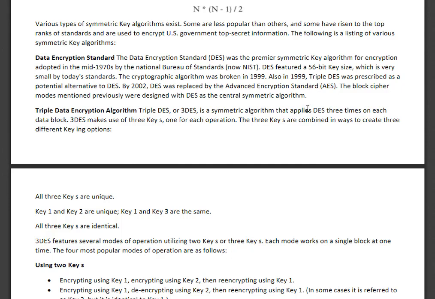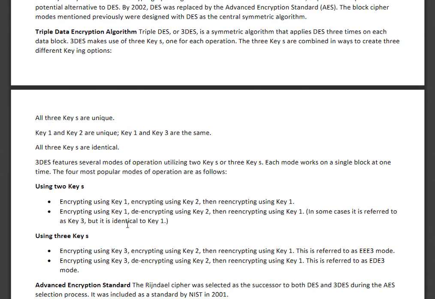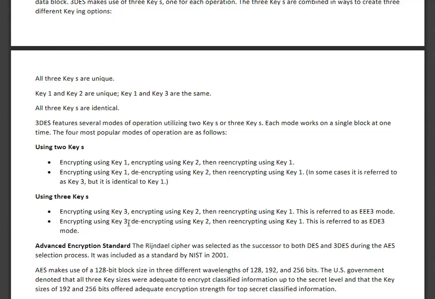There's 3 different combinations in the way that it can be done. It's still being used. All 3 keys might be unique. Key 1 and key 2 are unique, but key 1 and key 3 are the same, or all three keys could be identical. The encryption process is done either using 2 keys or 3 keys.